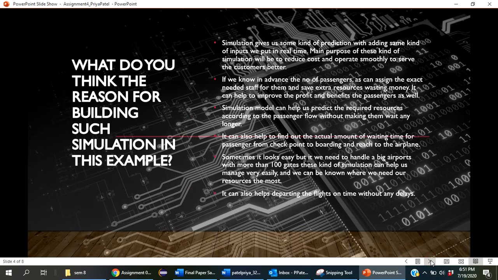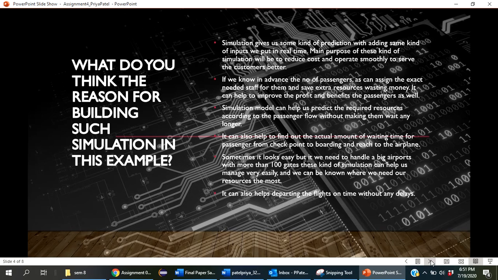Next is, what do you think is the reason for building such a simulation in the example? A simulation gives us predictions from the inputs we put in real time. The main purpose of this kind of simulation is to reduce cost and operate smoothly to serve the customers better. If we know in advance the number of passengers at a particular time, then we can assign the needed staff for them and save extra resources and wasted money. So it can help improve profit and benefits the passengers as well.